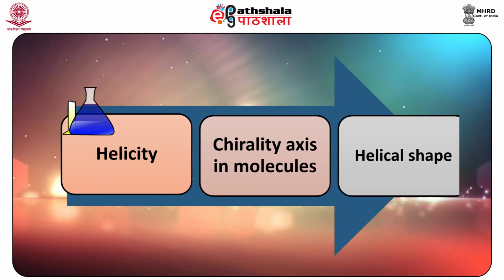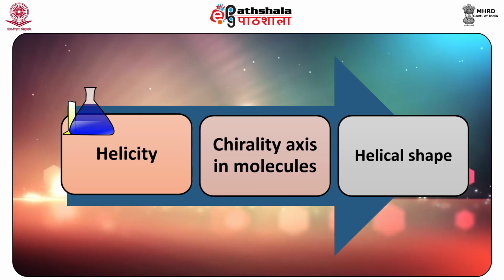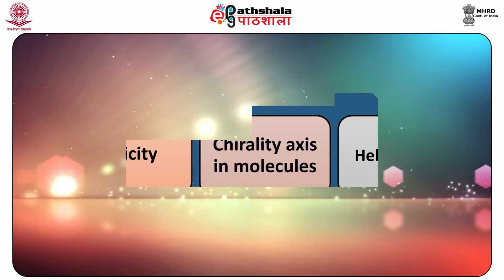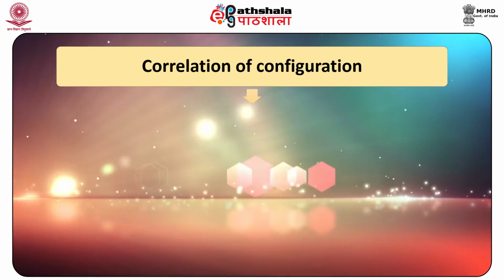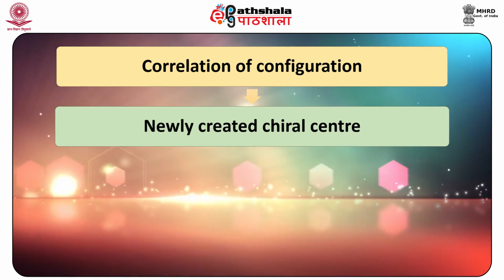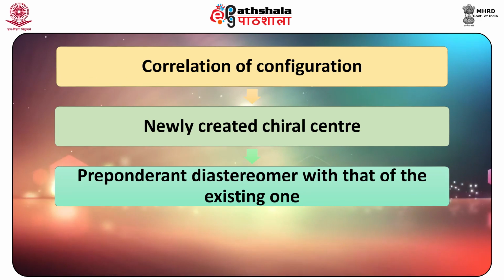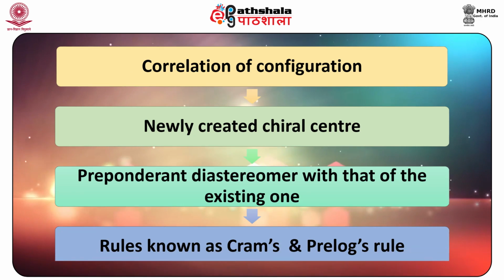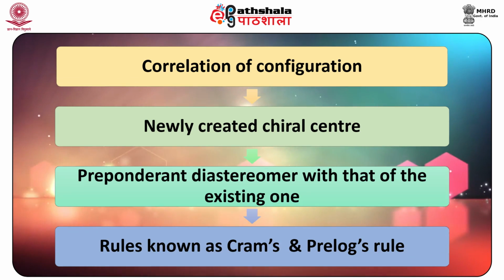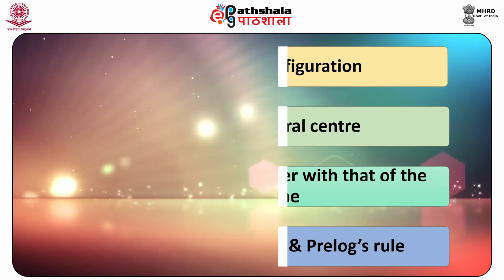Helicity presents a special case of chirality axis in molecules with the helical shape. Correlation of the configuration of the newly created chiral center in the preponderant diastereomer with that of the existing one takes into account some rules known as Cram's and Prelog's rule, to be discussed at length in this module.